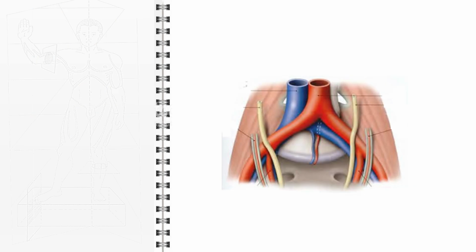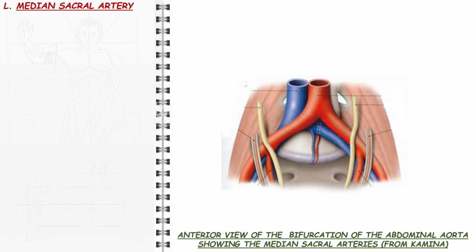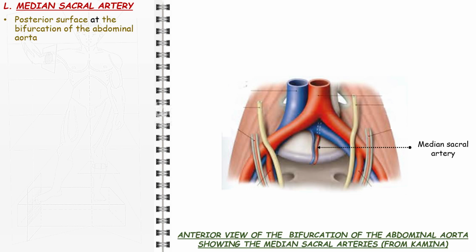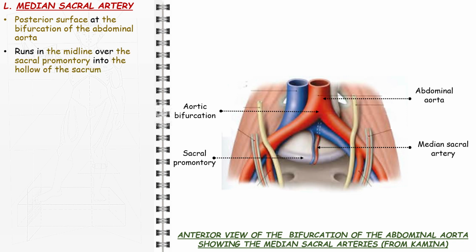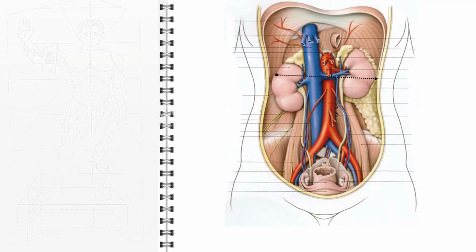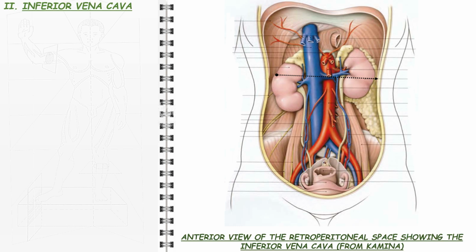From the posterior surface at the bifurcation of the abdominal aorta, the small median sacral artery is given off, to run in the midline over the sacral promontory into the hollow of the sacrum. This is morphologically the direct continuation of the aorta, vestigial in upright man but large in creatures such as the crocodile. Now, let's move directly to the inferior vena cava and its tributaries.